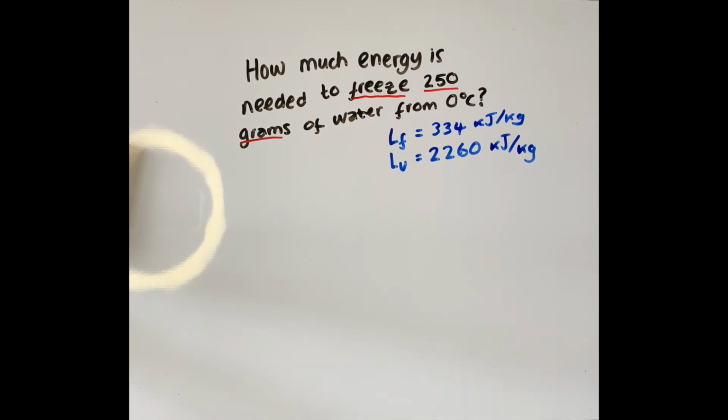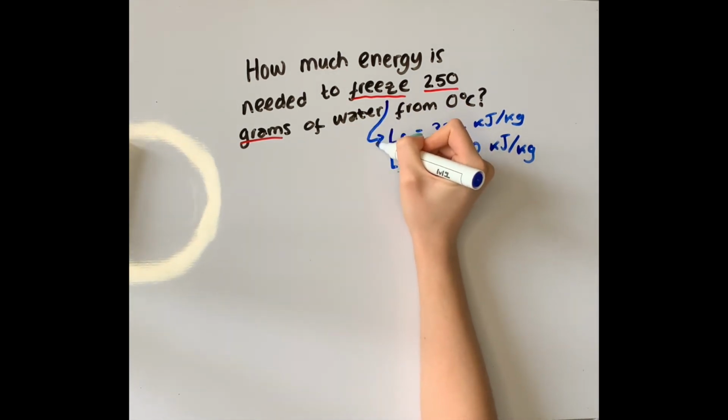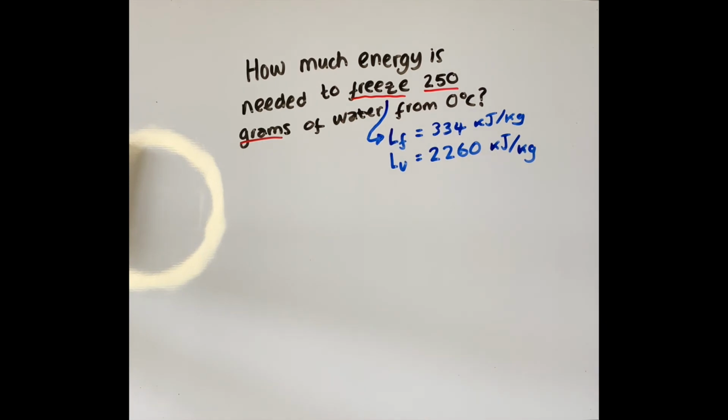So we're given the latent heat of fusion and the latent heat of vaporization, but which one are we going to use? Well, since we're talking about a solid and a liquid, we're going to be using fusion. So 334 kilojoules per kilogram.